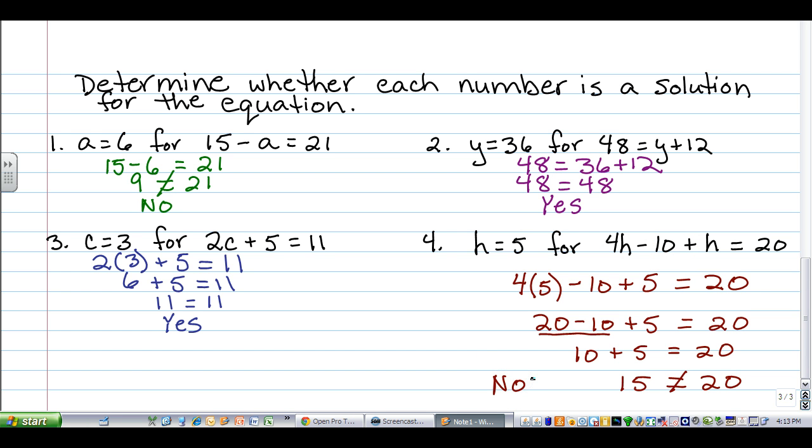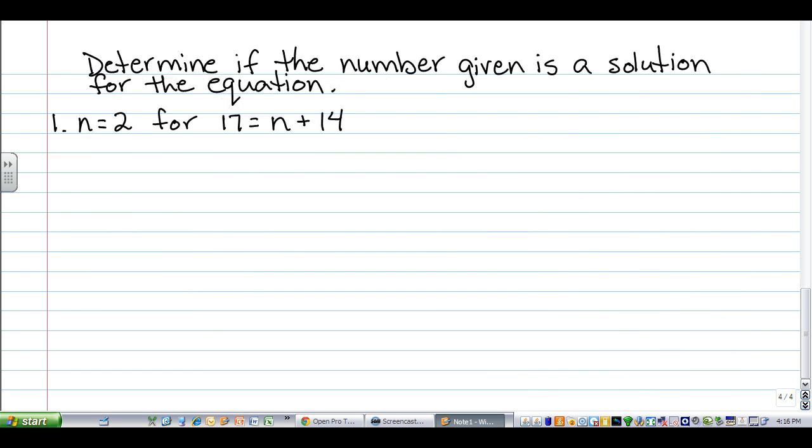Alright, so that is equations and their solutions. And now I'm going to write out some equations and possible solutions for you to figure out. Alright, copy down this problem and then pause it, work it out, and then press play to see if you got the correct answer.